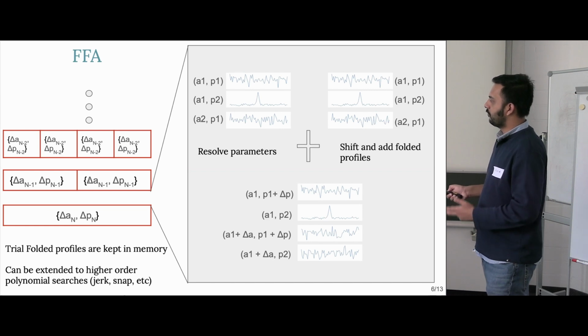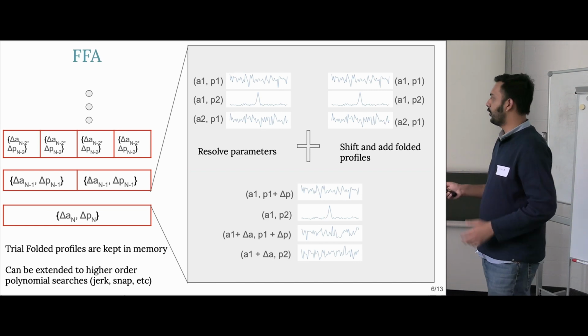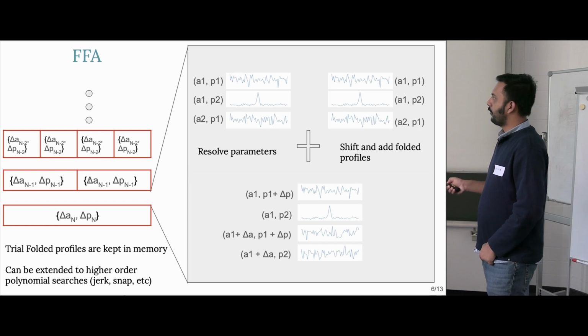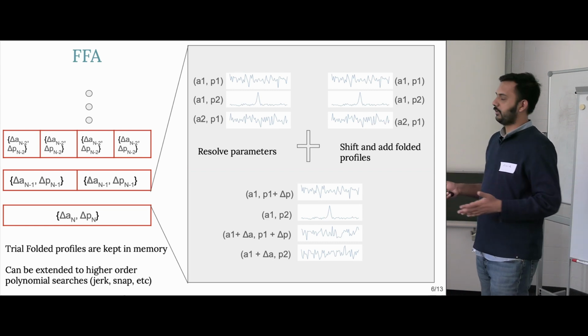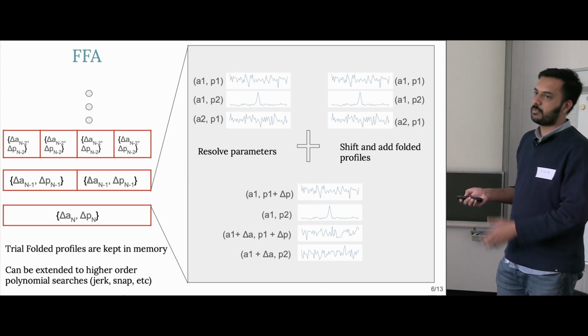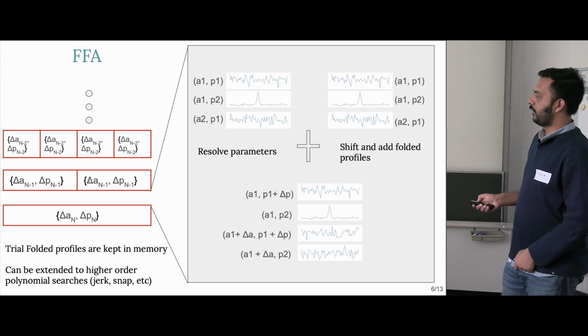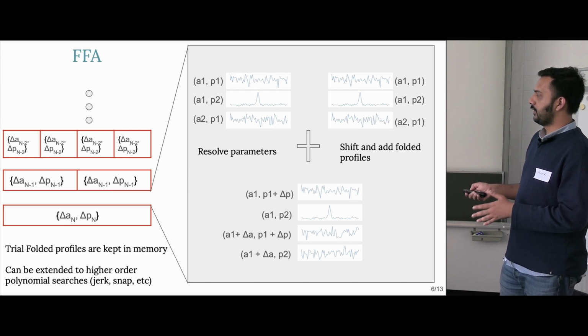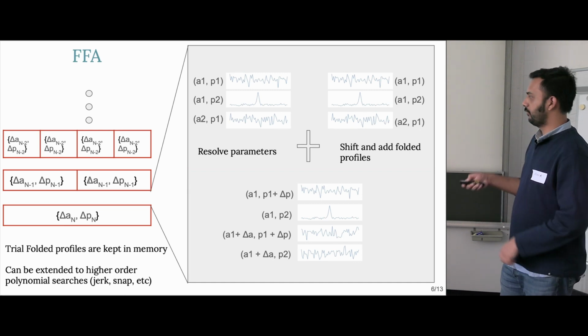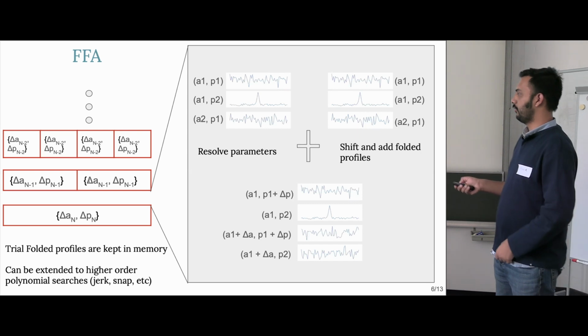So 2 key things here. The trial folded profiles are always kept in memory, and our FFA implementation is different from the existing one. This is a bottom-up approach, and we have the recipe to extend it to higher-order polynomial searches. So that can be easily extendable to jerk, snap, etc.